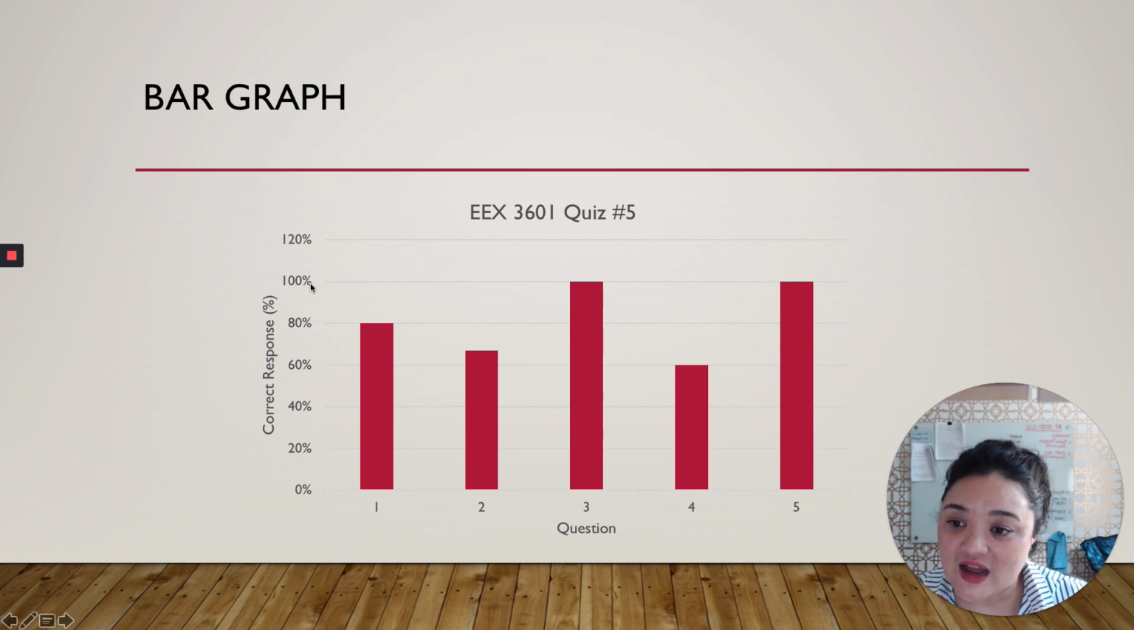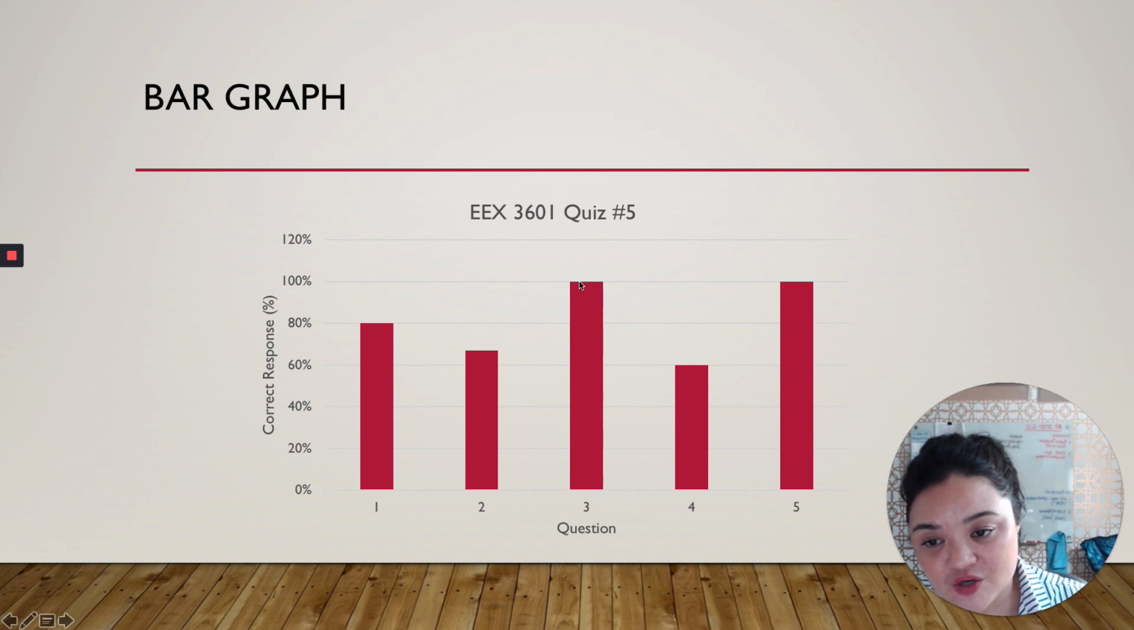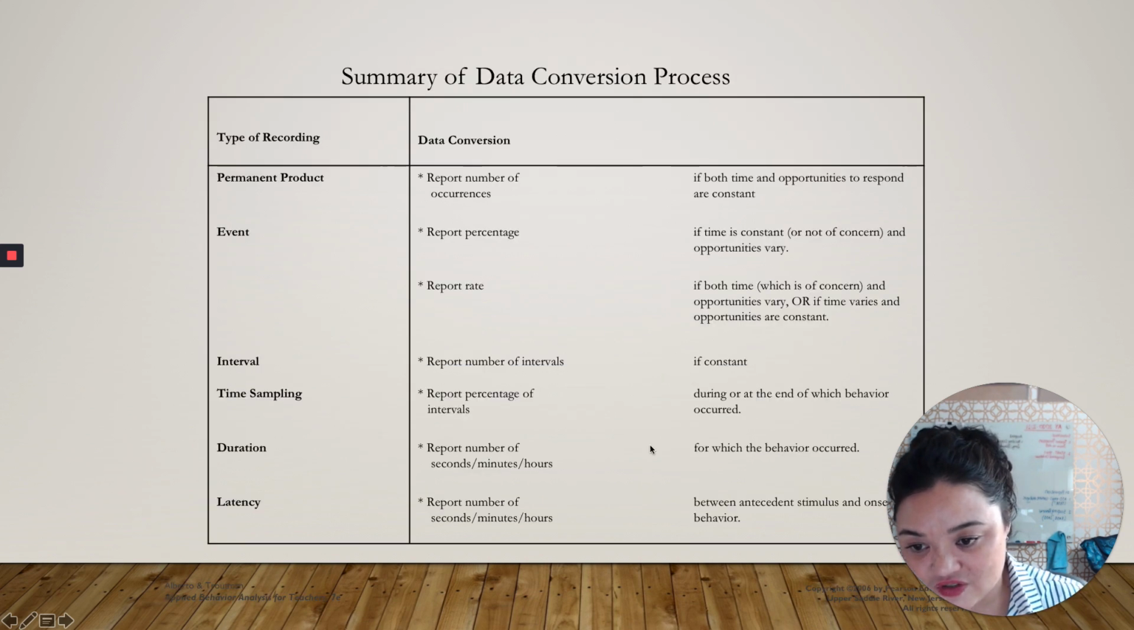But essentially, I graphed the percentage of students who provided a correct response on a given question, right? So question 3 was a really well responded to question. 100% of my students got it correct. Question 4, 60% of students got it correct.